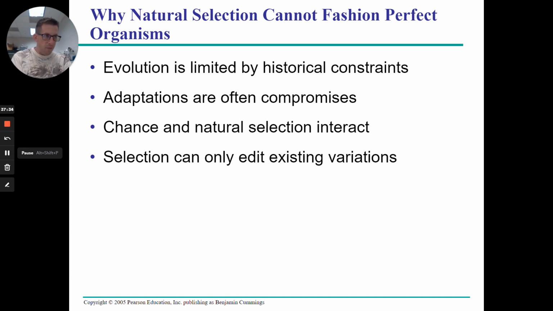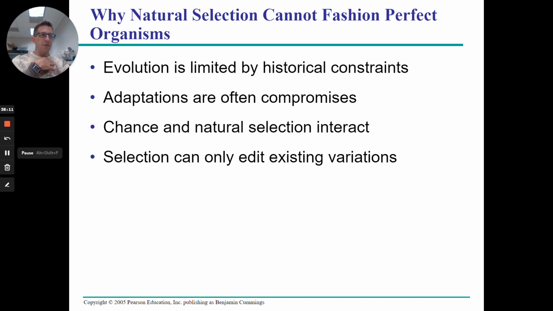Okay, we are a little bit too intelligent for our own good sometimes, and we think that we are the most perfect things that have ever evolved, or been around, because of natural selection. But we don't adapt to things as well as some other species. We don't adapt to some things as well as others do. And evolution is limited by historical constraints. Okay, we are the way we are because of our ancestors.